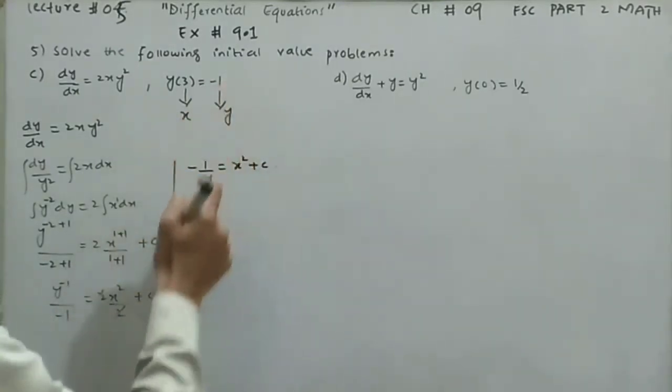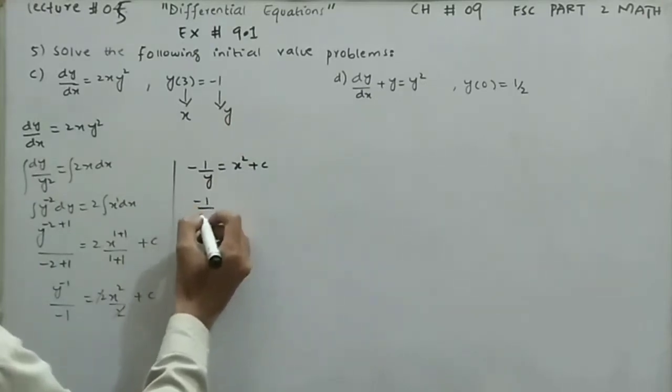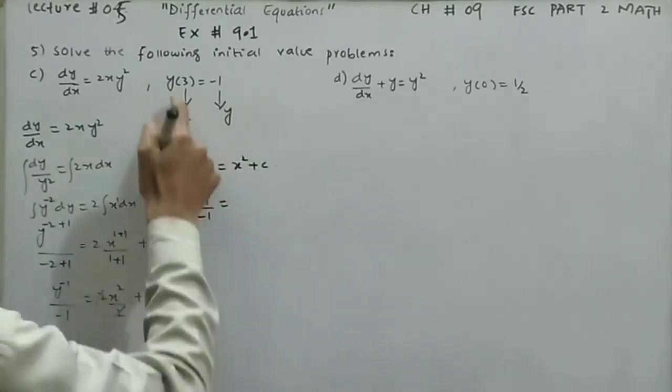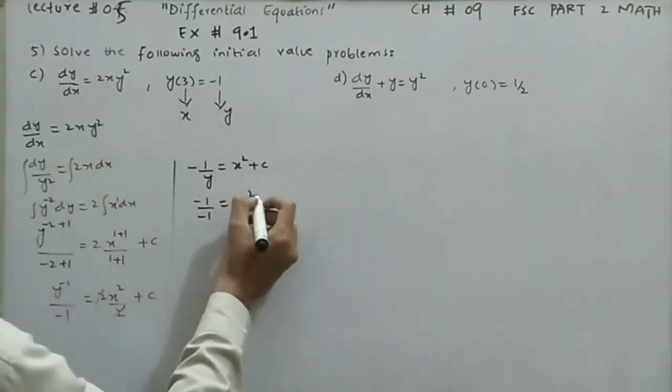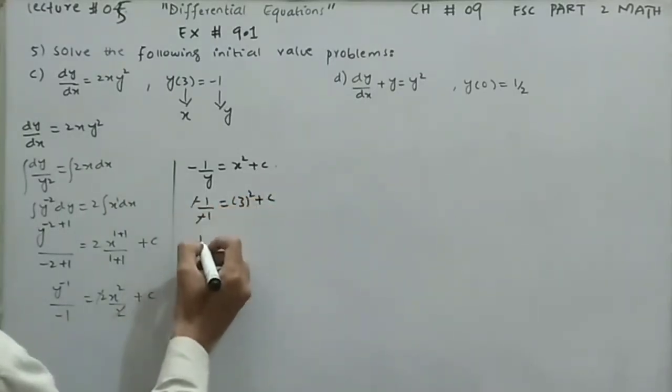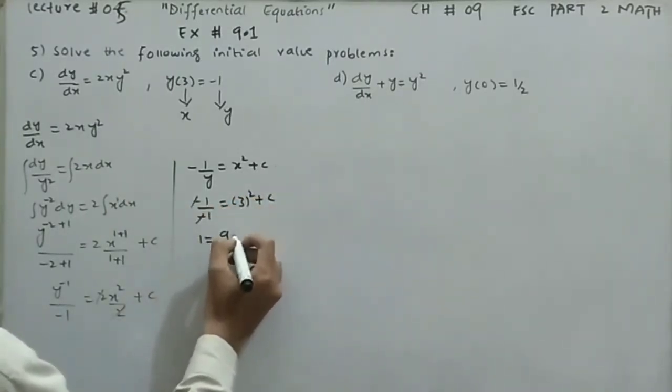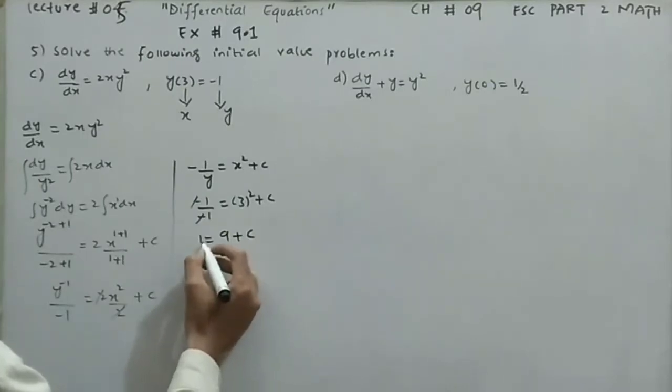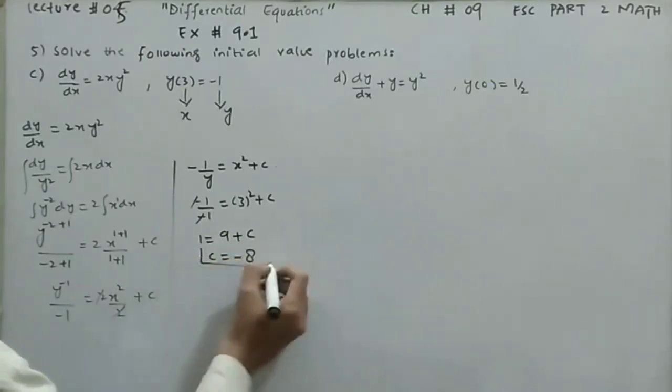Now the value of y is minus 1, so put it over here: minus 1 over minus 1 is equal to x square. X is 3, so it becomes 3 square plus c. So over here we are left with 1 is equal to 3 square, which gives us 9, plus c. So the required value of c will be 1 minus 9, which is negative 8.